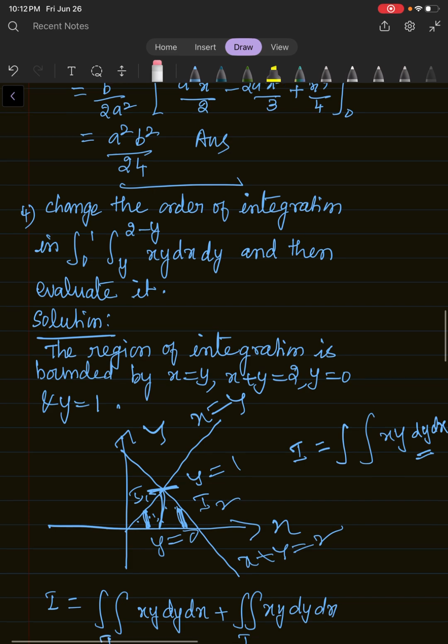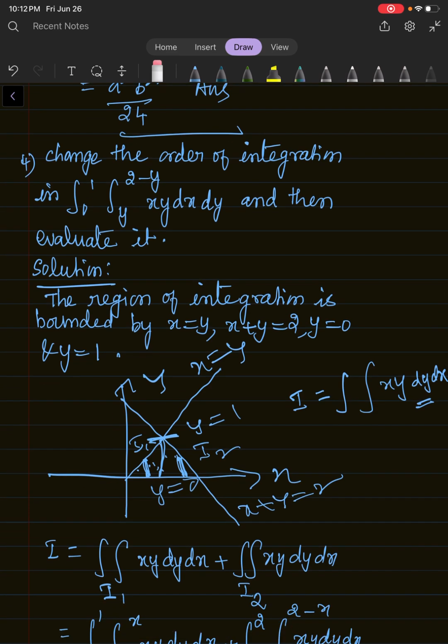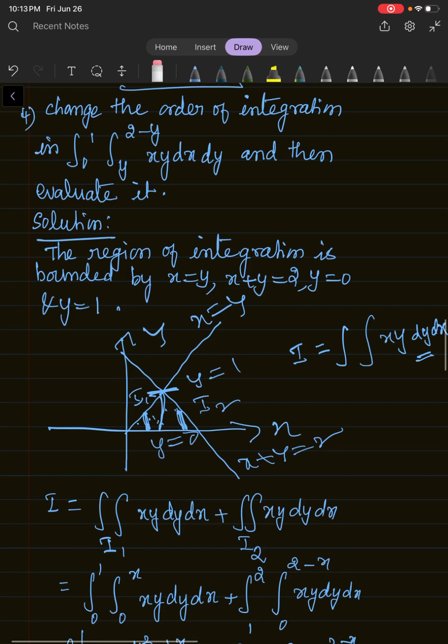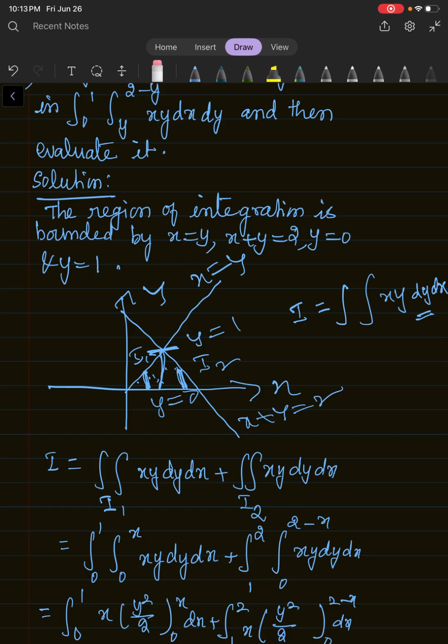Moving to the fourth question, change the order of integration in integral from 0 to 1, y to 2 minus y, xy dx dy and then evaluate it. The region of integration is bounded by x is equal to y, x plus y is equal to 2, y equal to 0 and y equal to 1.